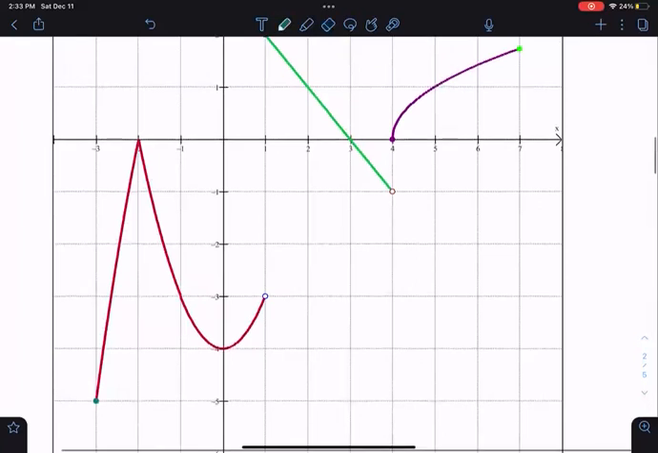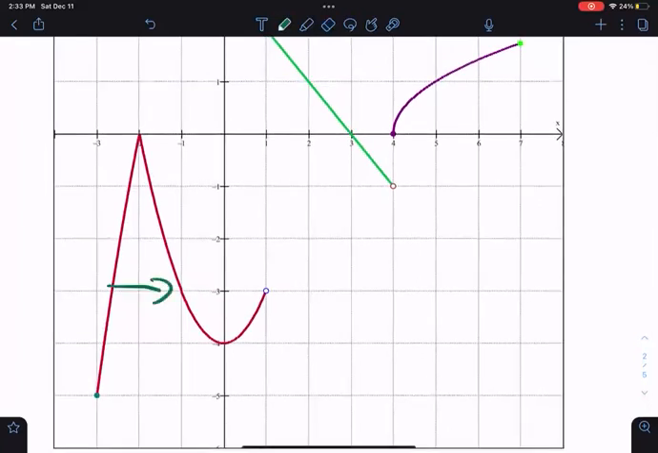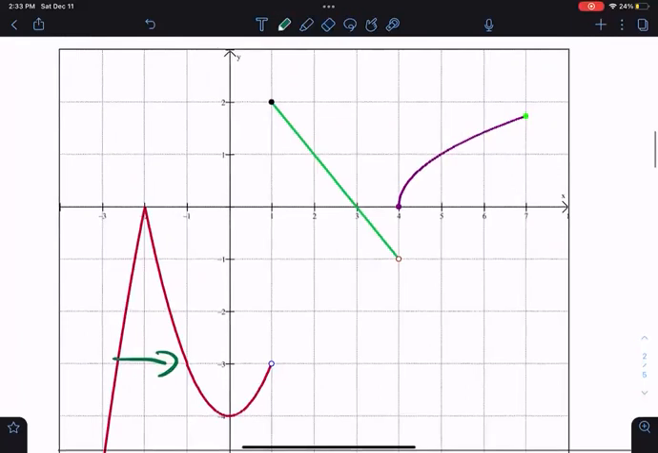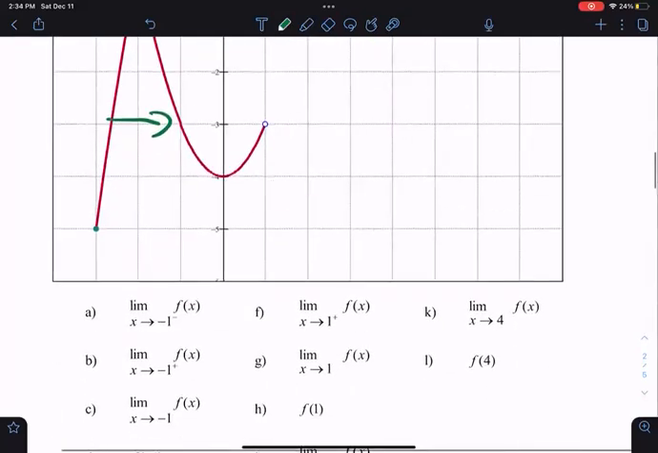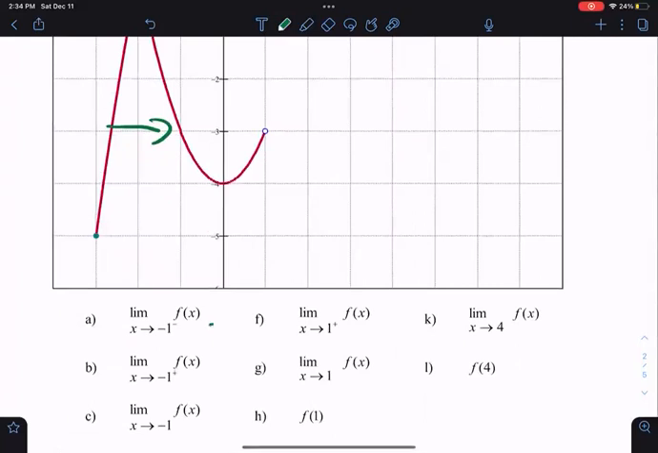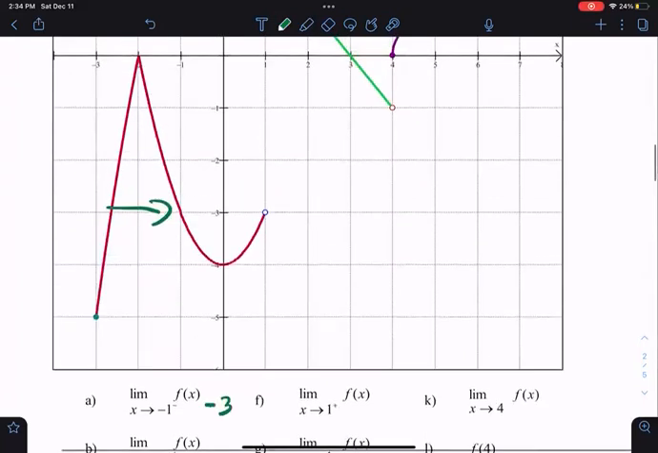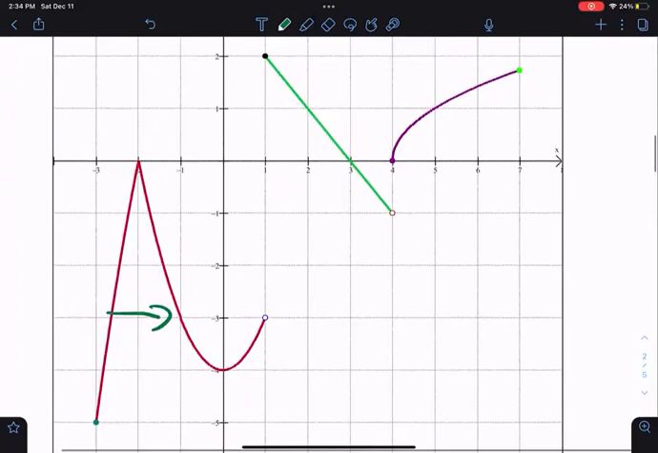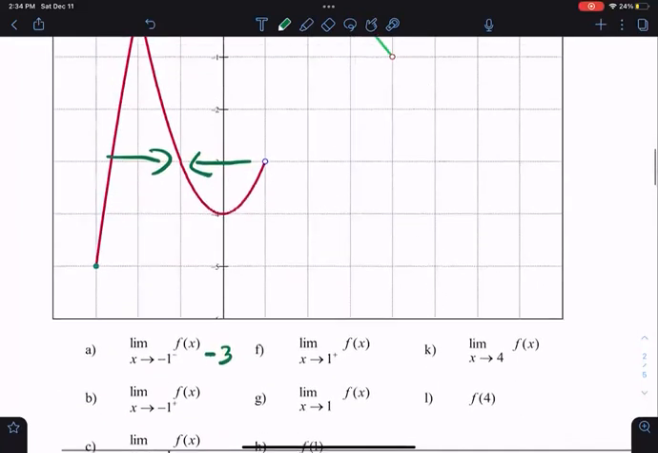So -1 is here. So as x approaches -1 from the left, you're approaching this value, right? -3, right? So as x approaches -1 from the left, you're approaching -3, right? The y value of -3. So this is the answer for that. So the second question, or B, is asking you as x approaches -1 from the right. So -1 from the right. This value is approaching also -3.